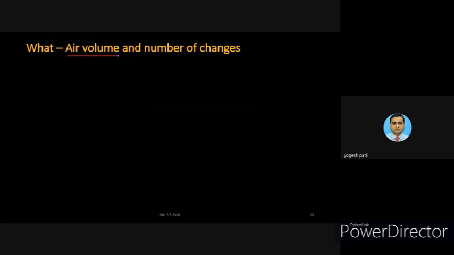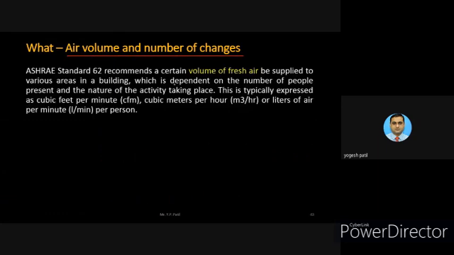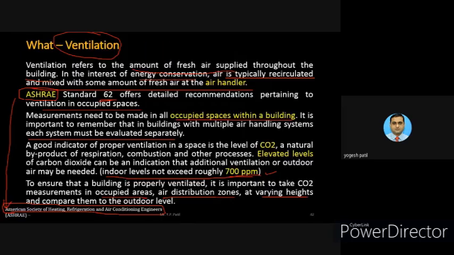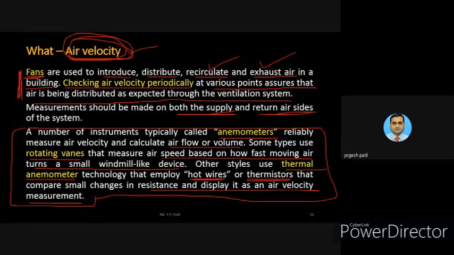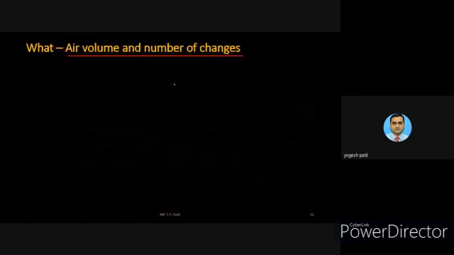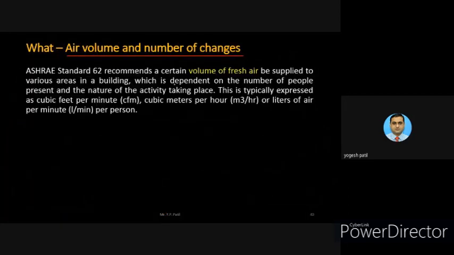Then next is air volume and number of changes. Air volume is also important. In the last one there was air velocity, and now here there is air volume, right? ASHRAE standard 62 recommends a certain volume of air be supplied to various areas in a building, which is dependent on the number of people present and the nature of activity taking place.